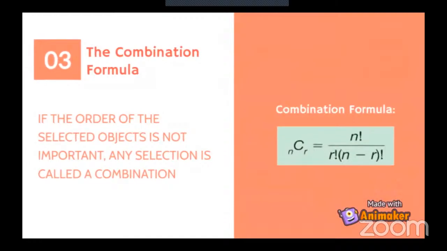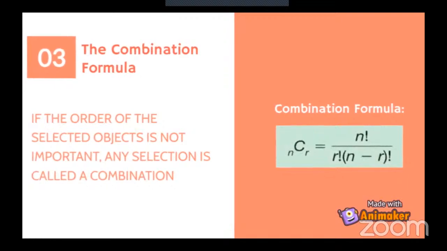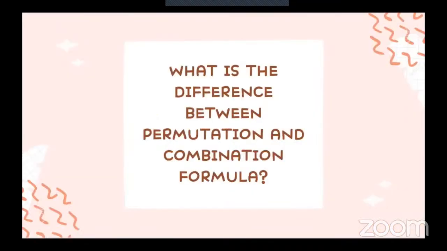So we moved on to the combination formula. If the order of the selected objects is not important, any selection is called a combination. The formula to count the number of r-object combinations from n objects is nCr equals n factorial divided by r factorial times n minus r factorial. On to the question: what is the difference between permutation and combination formula?